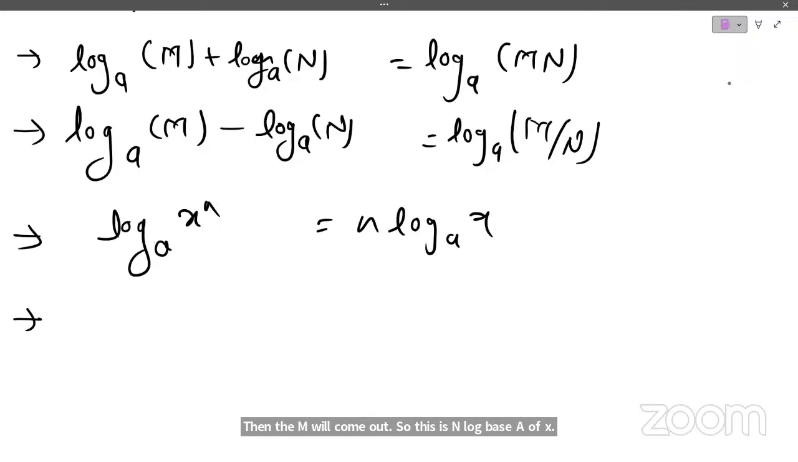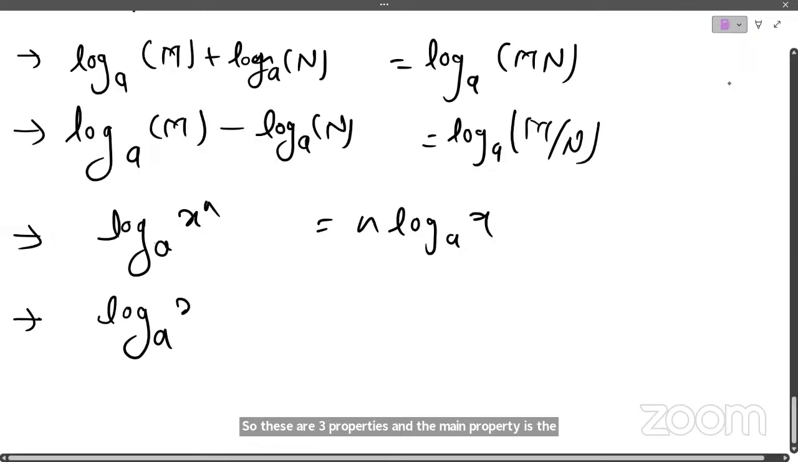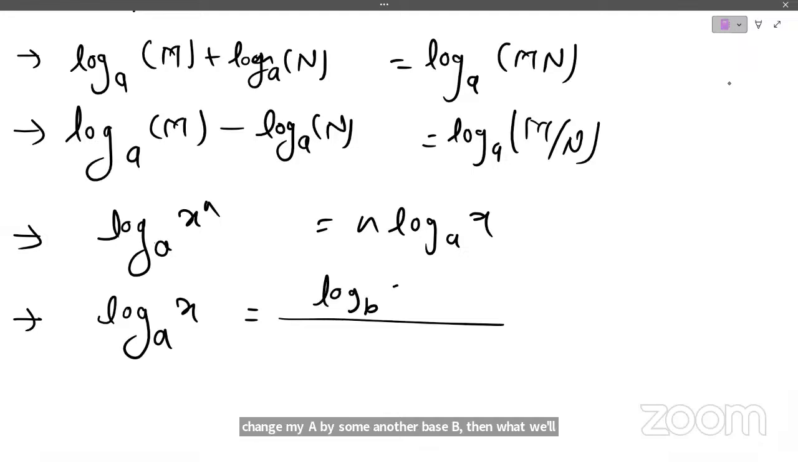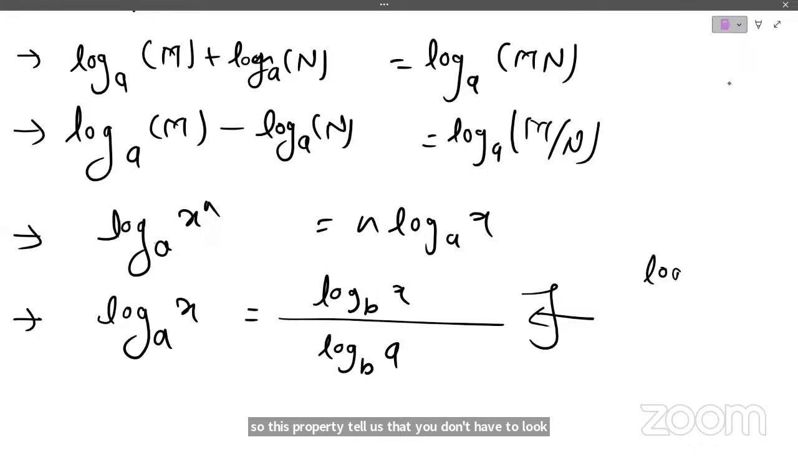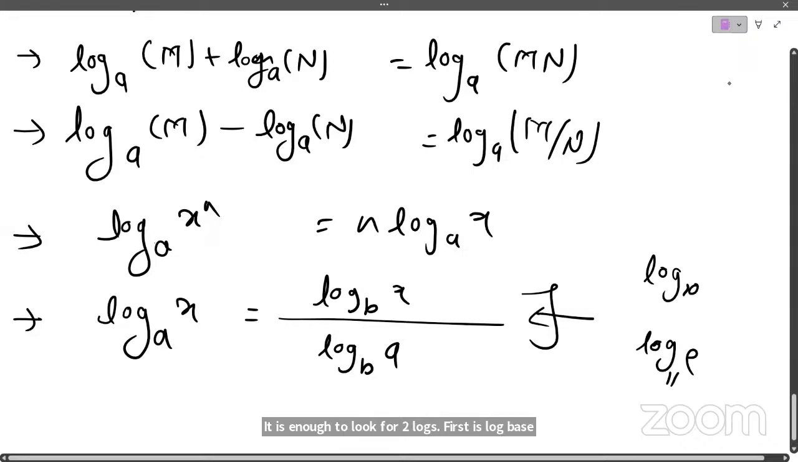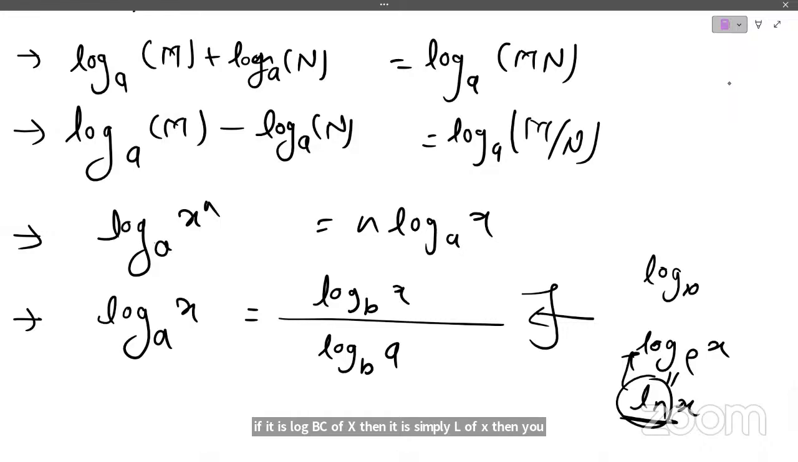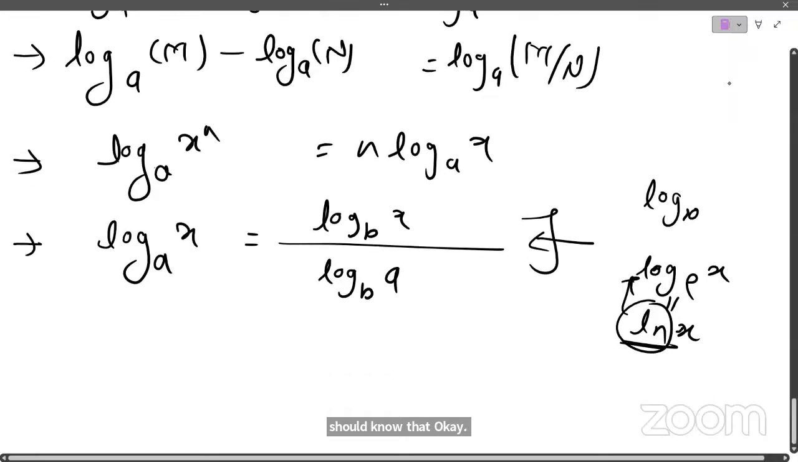Then the main property is the change of base. If we have log base a of x and I want to change a to some other base b, then what we'll do is log base b of x upon log base b of a. This property tells us that you don't have to look at all the logs; it is enough to look at two logs: first log base 10 and second log base e. Log base e is known as the natural logarithm, and it is also denoted by ln of x. If you see ln of x somewhere, you should know that this is nothing but log base e of x. Don't get confused in the exam if you find ln of x.